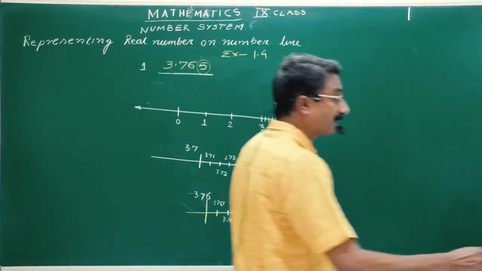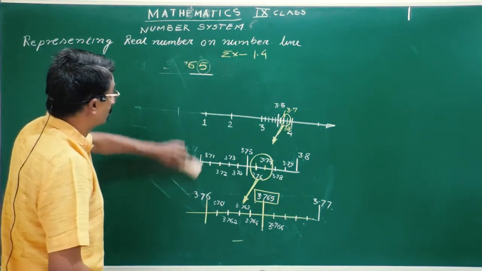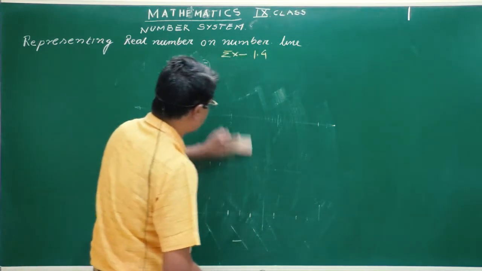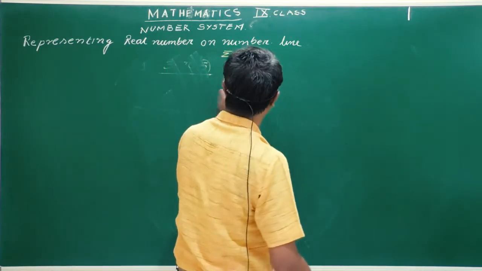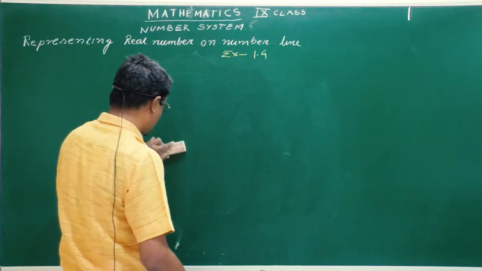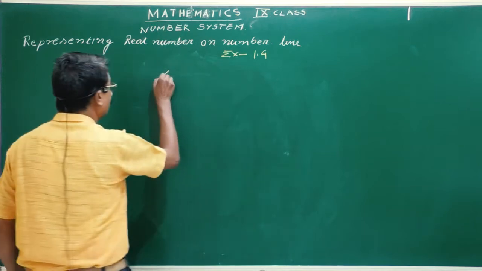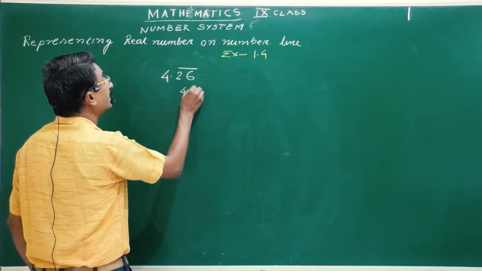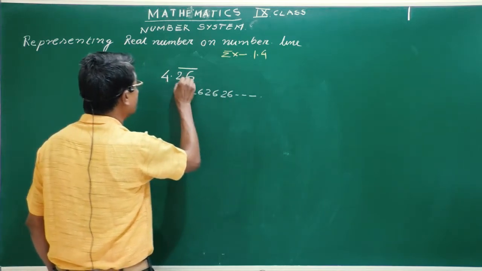Second question is 4.26 bar. Okay, so there are only two questions. So you can draw from different books. You can use R.D. Sharma as well as R.S. Agrawal. There are a number of problems given in those books, so you can practice to draw the number line. 4.26 bar means 4.26, 26, 26 and so on. This is the meaning of bar. Clear?